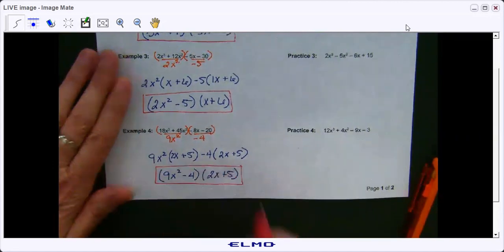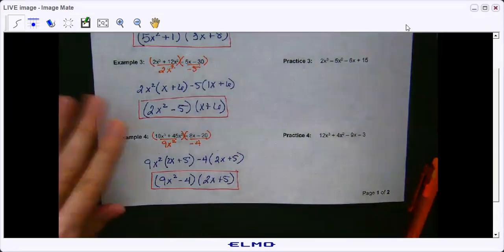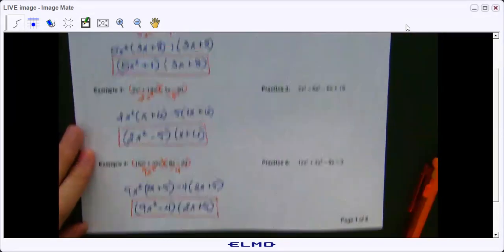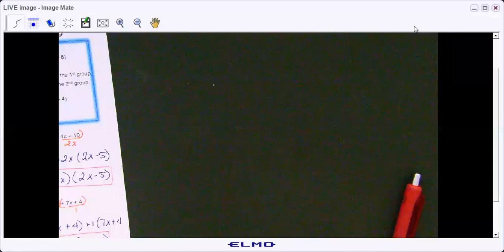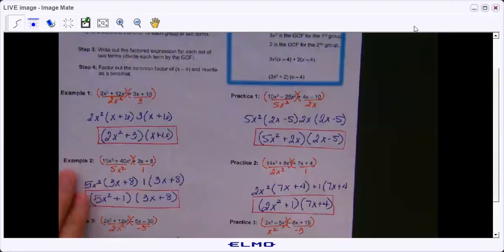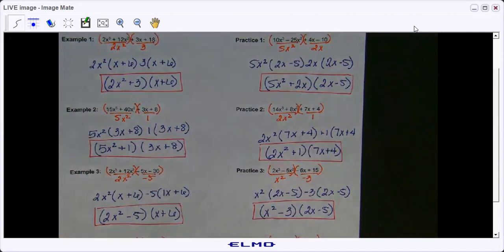All right. Any questions about any of those? Okay, I want you to go ahead and do practice 1 through practice 4 on your own. Okay, so now I'm going to show you the practice problems, so go ahead and check those. Here's the first 3. And then the last one.